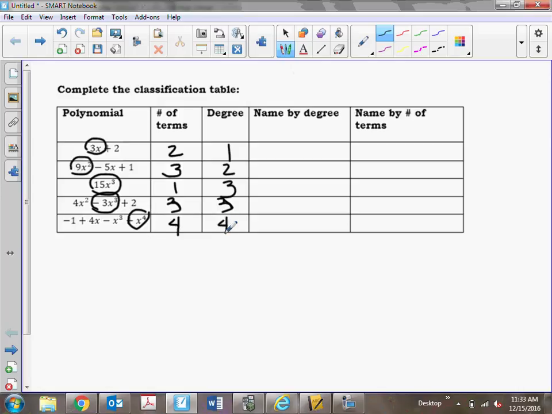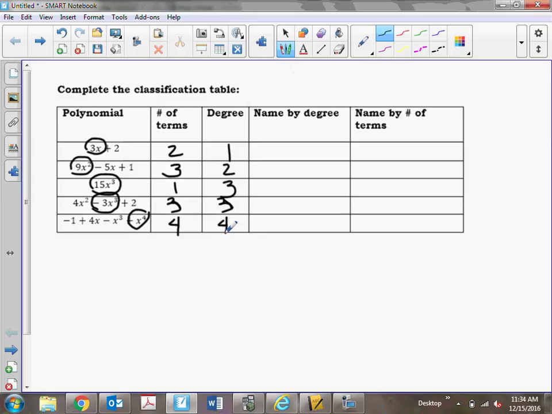Now based on the number of terms and the degree, we actually give it different names. So for example, anyone that has a degree of 1 is called a linear. A degree of 2 is called a quadratic. A degree of 3 is a cubic, and a degree of 4 is quartic. Number of terms also has different names to it. 1 term is a monomial, 2 terms is a binomial, 3 terms is a trinomial, and anything bigger would be considered a polynomial.